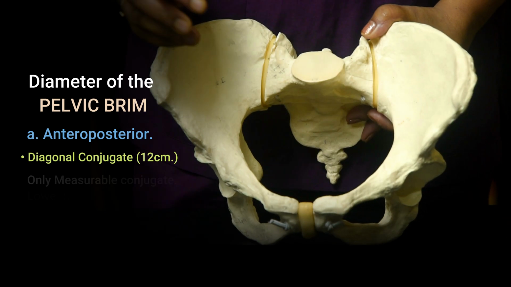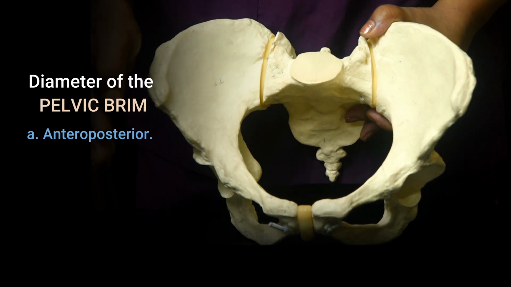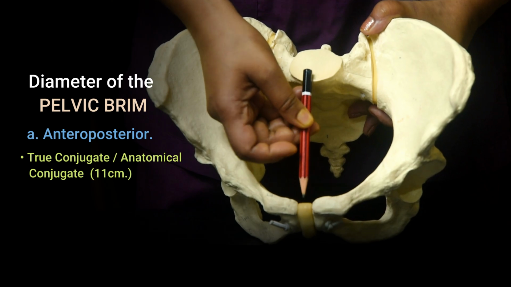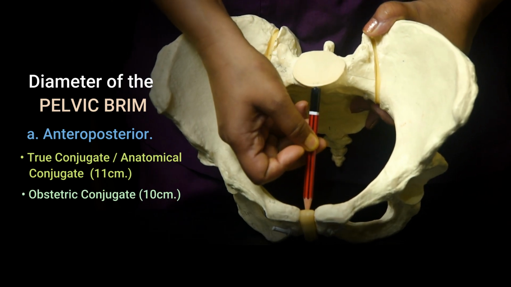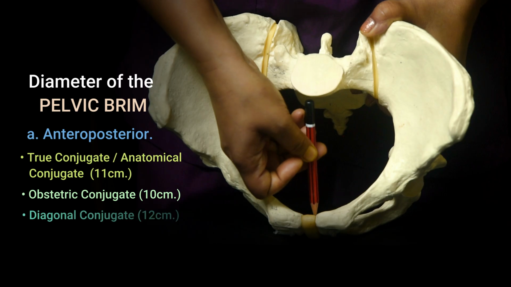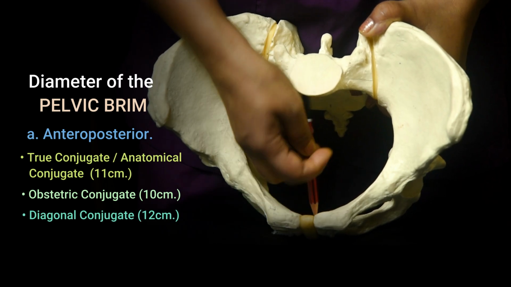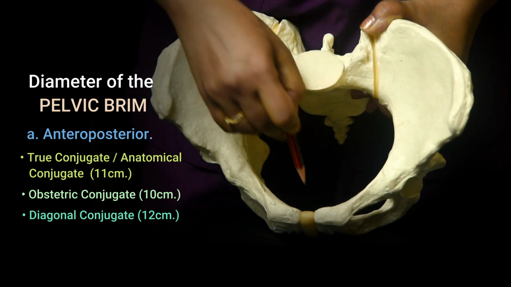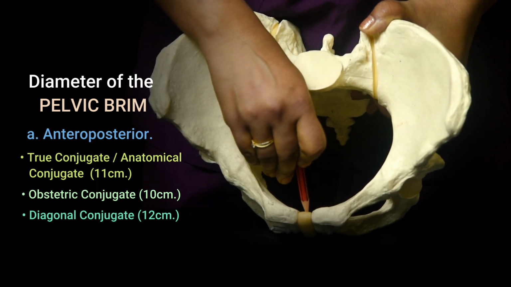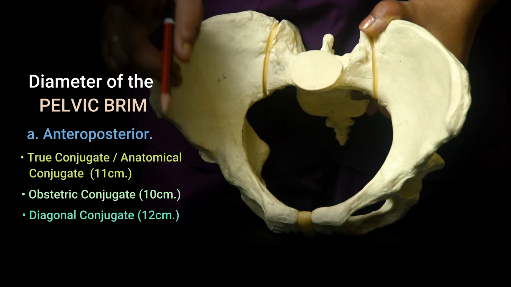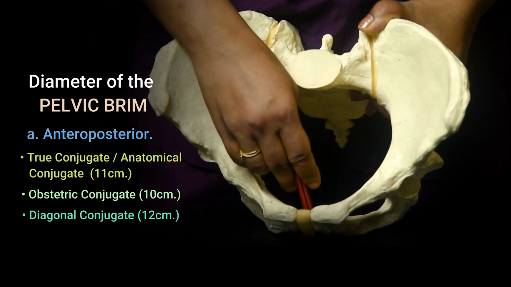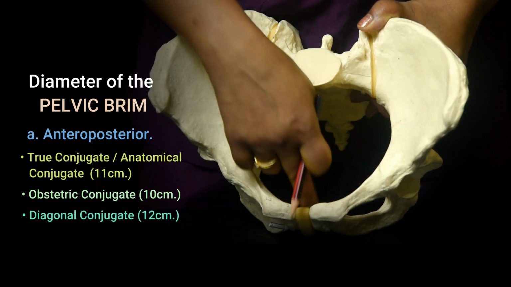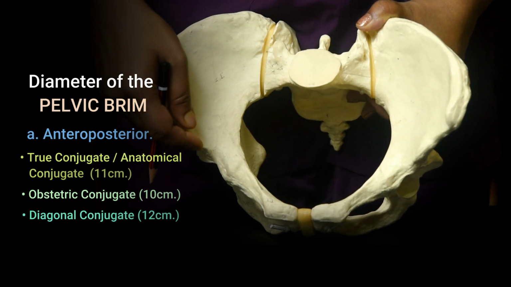So there are 3 anteroposterior diameters in the pelvic brim: the true conjugate or the anatomical conjugate, then the obstetric conjugate, and the diagonal conjugate. The first one is the inner upper border, the second one is the inner middle surface, and the third one is the lower inner border of the symphysis pubis. Like that, you can easily show the 3 anteroposterior diameters of the pelvic brim.